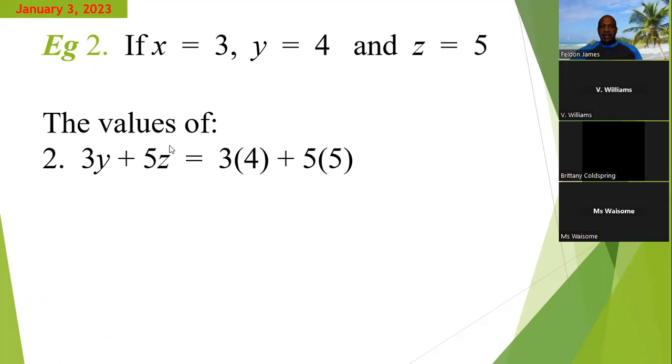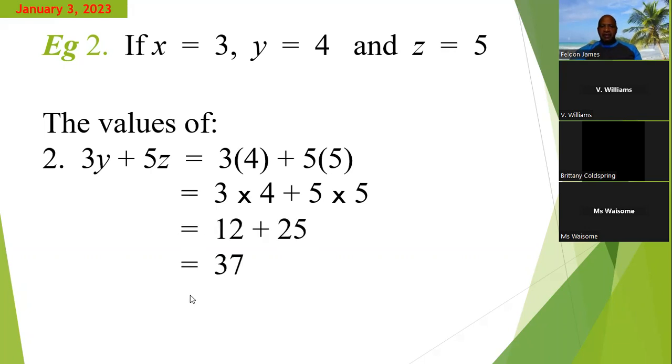So wherever those symbols are, we replace them with their numbers or their values. So 3y is the same as 3 times 4, plus 5z would be the same as 5 times 5. Because y is equal to 4, so 3 times 4, z is equal to 5, so 5z is equal to 5 times 5. All right, so carry out our operation. 3 times 4 is 12, plus 5 times 5, 25, gives us 37.